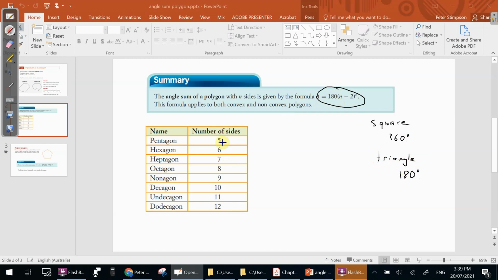So basically all we need to know is the number of sides, and we can work out what the angle sum is. So for a pentagon, five-sided figure, we'd go 180 times the number of sides, 5, minus 2. 5 minus 2 is 3, so 180 times 3 is 540. So that's the angle sum of a pentagon. Hexagon, 180 times 6 minus 2. Because number of sides is 6, 6 minus 2, that gives us 720.